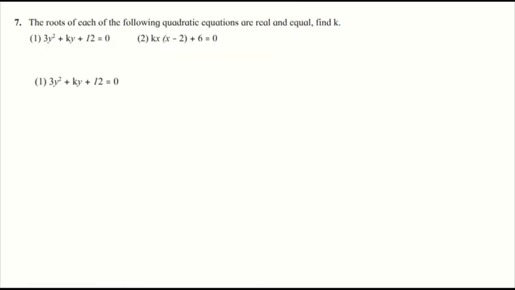So as it is already mentioned that the roots are real and equal, that means delta is equal to 0. Delta means b square minus 4ac is equal to 0. These are the keywords that are given in the question. We will use this further.